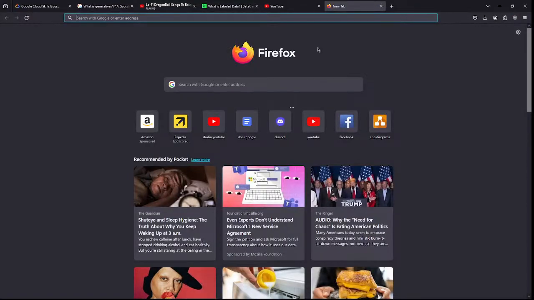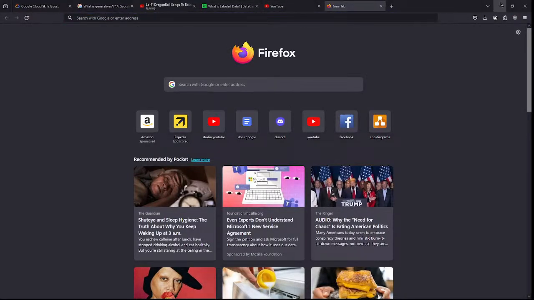Wow, this is really annoying. Let me move this tab. Alright, if I do Control W, it's going to close it, so let's open a new window.